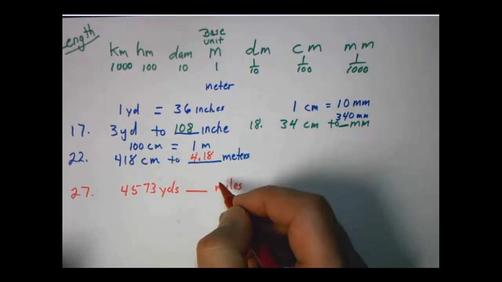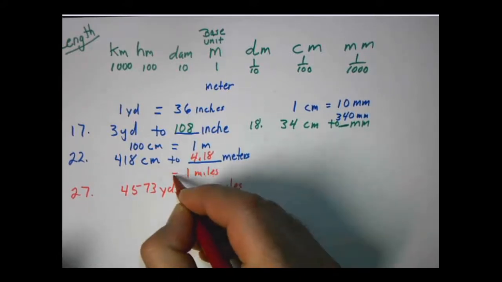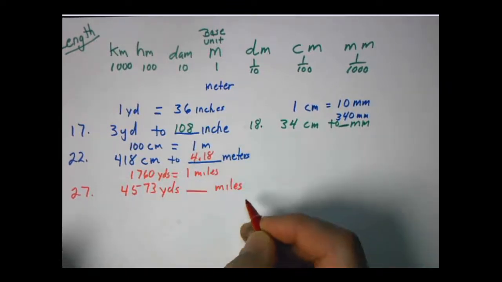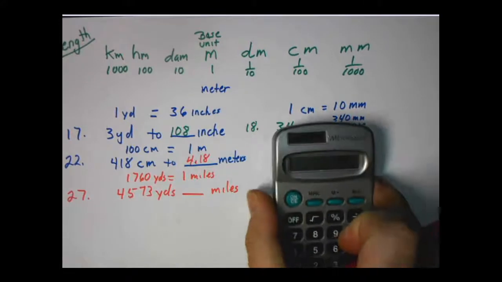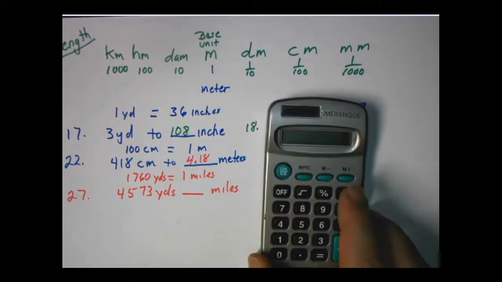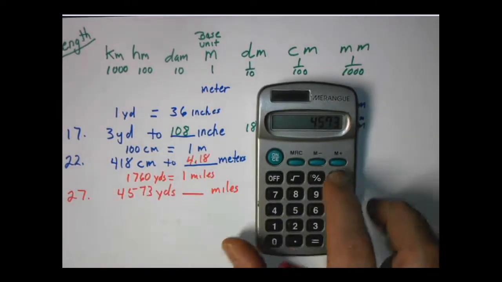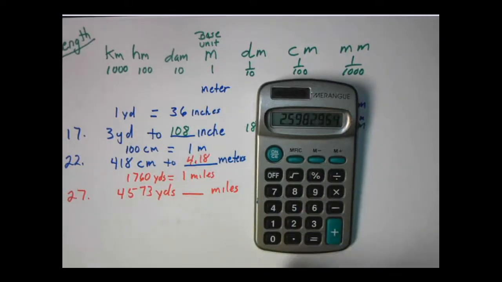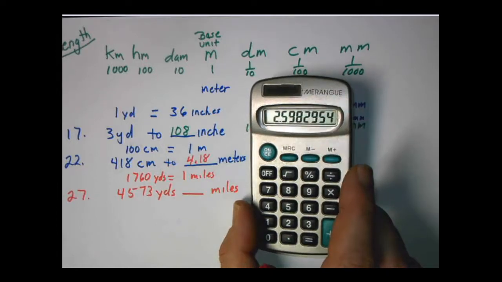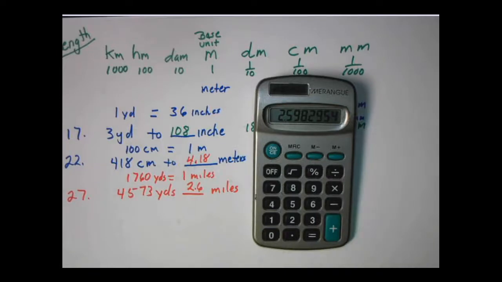Well, again, we look in the back of our book, and we're going to find that 1 mile is equal to 1,760 yards. Okay, so we would cross multiply and divide. So 1 times 4573 is going to be 4573, and then we're going to divide by 1760, and we would have 2.598. So let's call it 2.6 miles. All right.